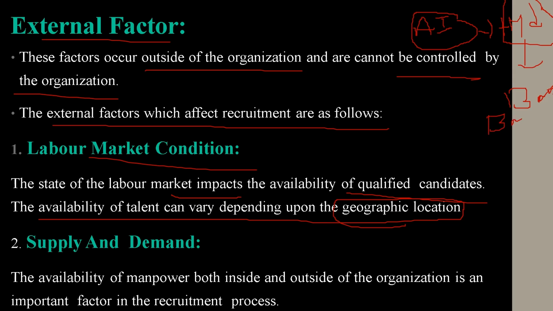So what I'll do is also check for candidates from the Bangalore location. So here the location also matters. The geographic location affects the availability of talent, which is a factor that also affects the recruitment process. If we are not finding candidates in a particular location, we try to find people from another location. This is labor market condition. Next, supply and demand. The availability of manpower, both inside and outside of the organization, is an important factor in the recruitment process, obviously.